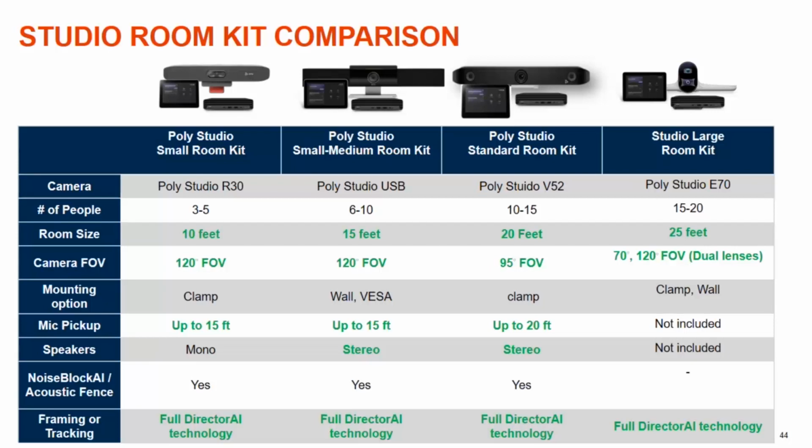Then mic pickup. First, R30 will pick up to 15 feet. Poly Studio also up to 15 feet. For standard room kit, V52 covers up to 20 feet. Then for E70, which is 25 feet, it is not included here. Then the speaker. R30 comes with a mono speaker. Poly Studio comes with stereo. V52 also stereo. Here we are using the Trio C60, so the speaker is not mentioned here.